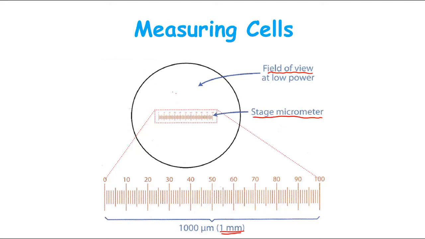So say, for example, we had a cell and we were looking at it under the microscope, we could actually measure its length, and we could tell that in real life this cell was approximately 50 micrometers or 500 micrometers, which would be a pretty big cell. So the important thing here is that to measure cells, use a stage micrometer.